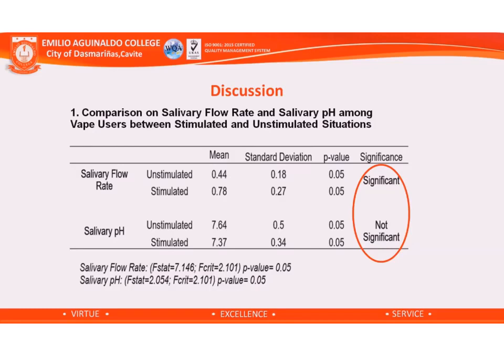Table 1 also shows no statistically significant difference when considering salivary pH between unstimulated and stimulated situations among vape users. This proves that the levels of salivary pH of vape users were not affected or changed statistically.